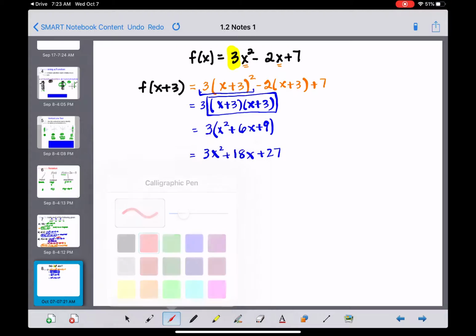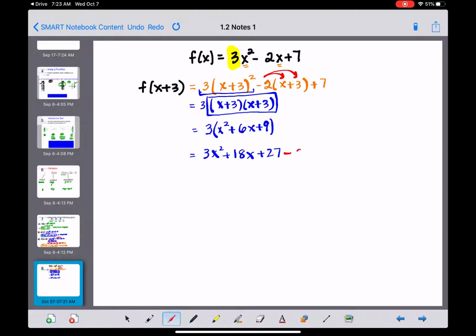I guess I'll just go ahead and finish this out. Then I would distribute the negative 2. So make sure you're distributing a negative. So minus 2x minus 6. And then we would have the plus 7 at the end. So then to finish that up, make sure I can do my addition and subtraction correctly. So we have 18 minus 2, so 16x. And then it looks like 27 minus 6, so 21 plus 7 would be 28. So that would be f of x plus 3. So just be cautious there in your homework.